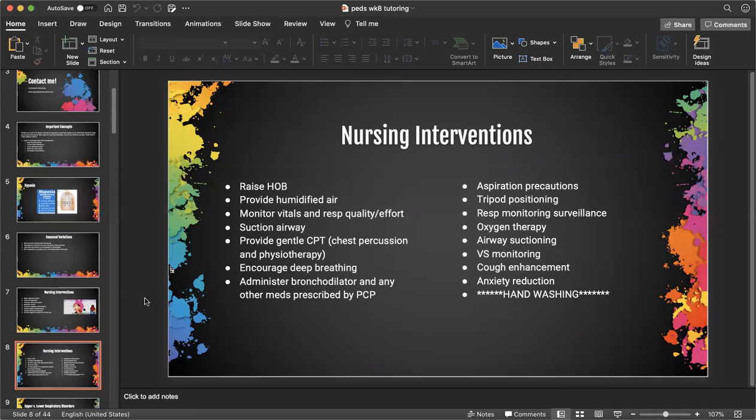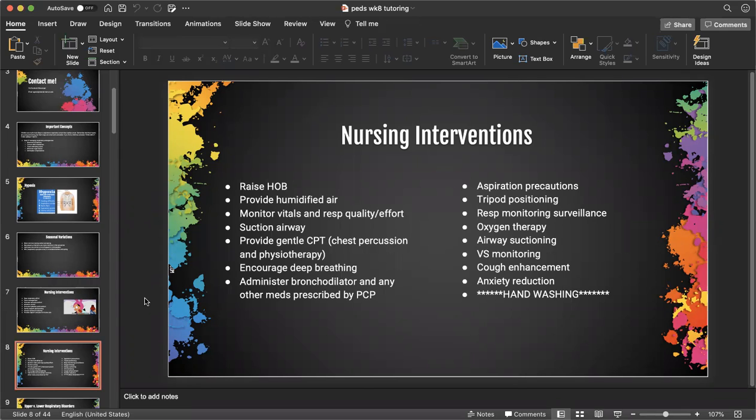And then here's some more, and we'll go over the specifics for each disease or disorder when we get to them. So you want to raise the head of bed, provide humidified air, monitor their vitals and respiratory quality and how they're breathing. If they're having really labored breathing, you want to monitor that. If they're having shallow breathing, you want to monitor that. You want to suction their airway if that's needed.